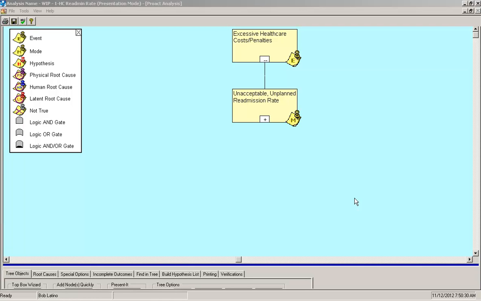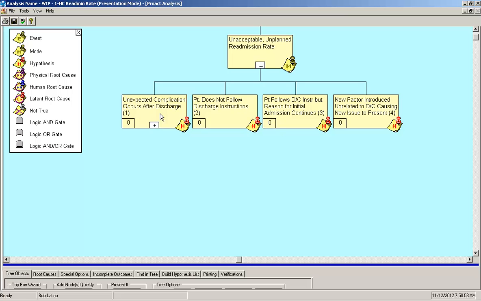Okay, let's go ahead and take a quick review of the RCA process that we use to develop and identify the root causes used in the RPAP tool. The E here is event: excessive healthcare cost or penalties, caused by the mode, unacceptable unplanned readmission rates. From here we become hypothetical and we ask how could.